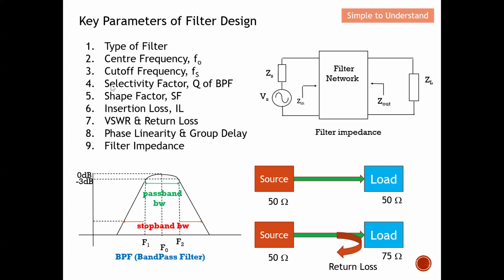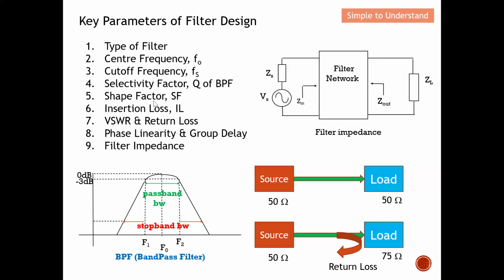The fourth one will be the so-called Q factor or the selectivity factor. We call this high Q or low Q. High Q means narrow band, low Q means wide band. So basically this is what we mean by the Q of a band pass filter. Next will be the shape factor. Shape factor is actually stop band over pass band. This is to quantify how much bandwidth etc. will be utilized as a filter.